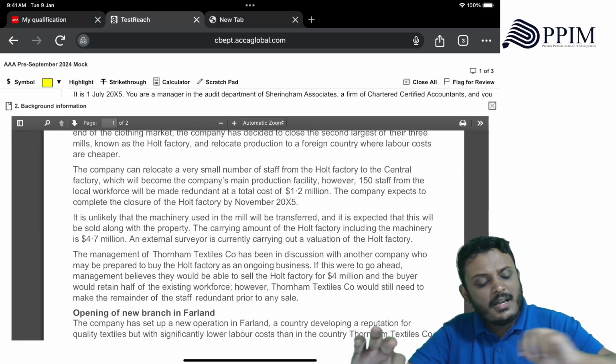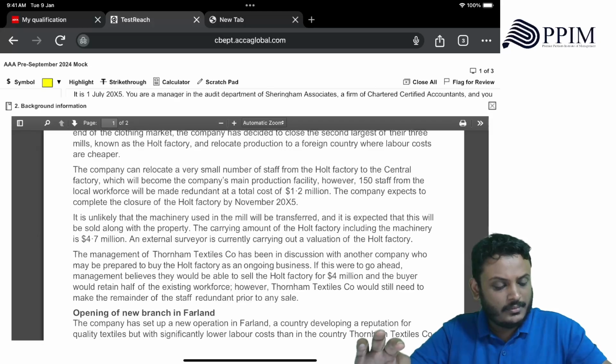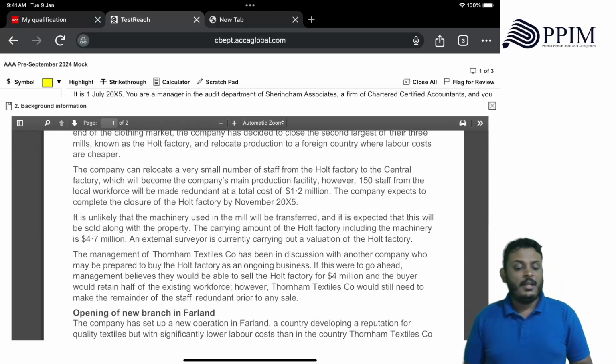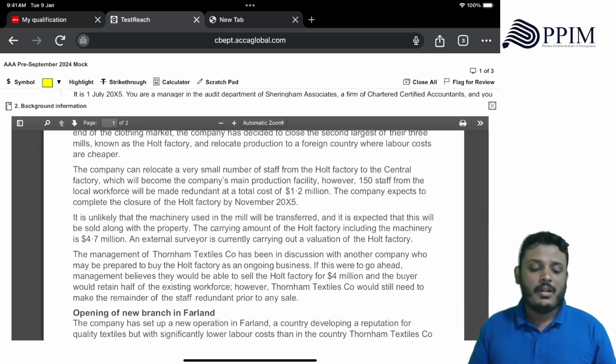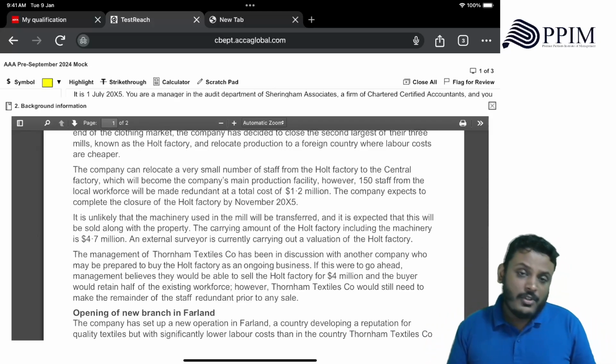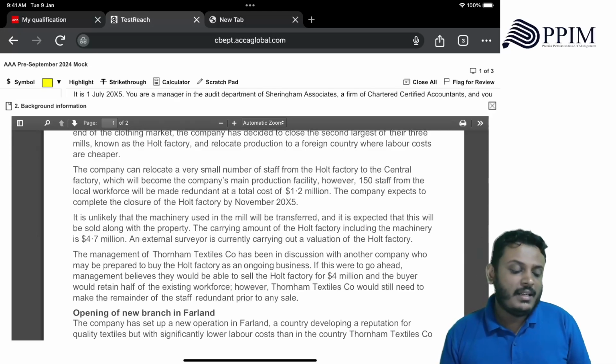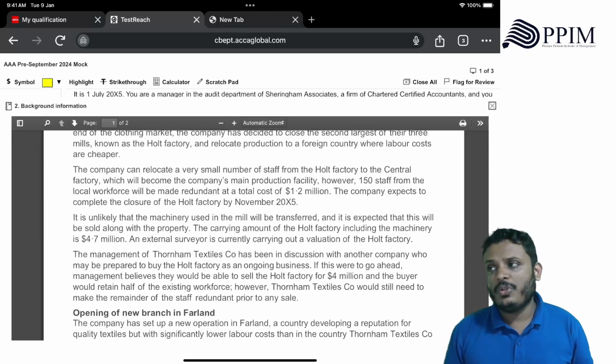But if you looked at this redundancy, suppose the announcement is made before the year end, then provision to be recognized. Suppose the announcement is made after the year end, then contingent liability disclosure is required. Okay, now let's move to the second paragraph.